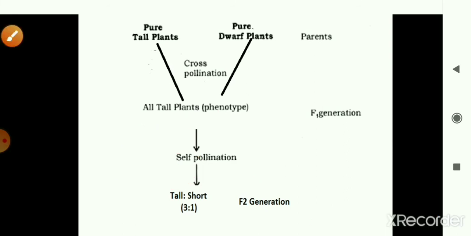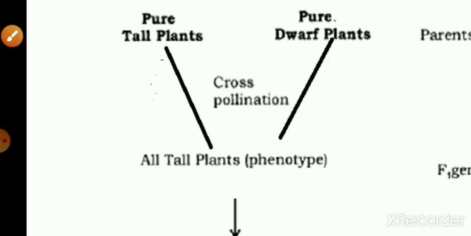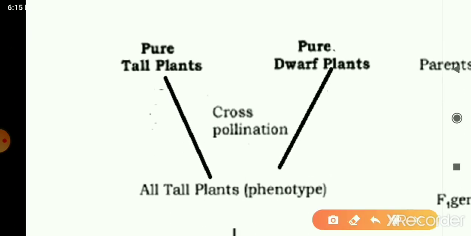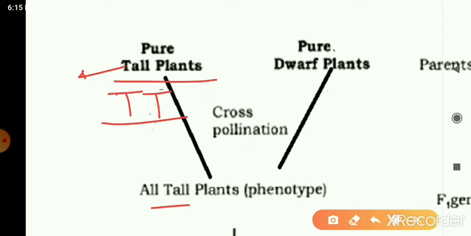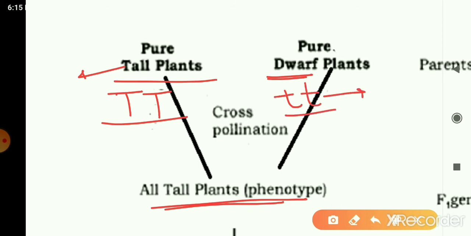But in the pure breeds, like the pure tall plant he took, which was giving only tall plants generation after generation whenever it was selfed, the genotype of this particular parent, according to what Mendel concluded, should be two factors for tallness. And for a dwarf plant, because dwarfness was not expressed in the F1 generation, meaning dwarf is a recessive trait, he made use of 2 small t. It's 2 small t because it's a pure breed, and every generation it's going to show the same trait.